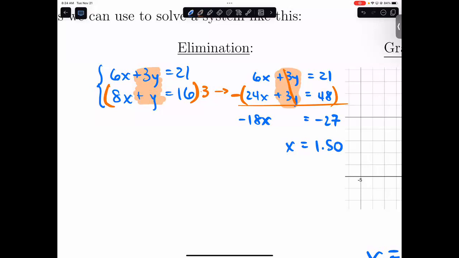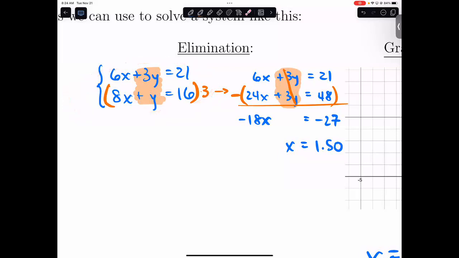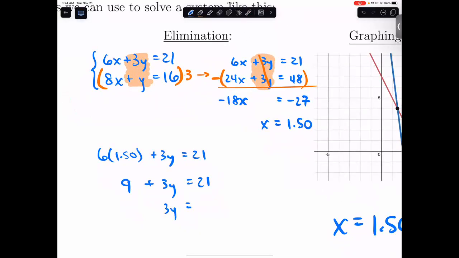Then again, once we have one of them, back up and find the other one. So I'm going to go back to either of these. We don't have quite as good a place to get into it now, because I didn't do the algebra stuff on the front end. But I'm just going to go back to either of those and plug in. So 6 times 1.5 plus 3y is 21. That's 9. So 3y is 12, so y is 4.